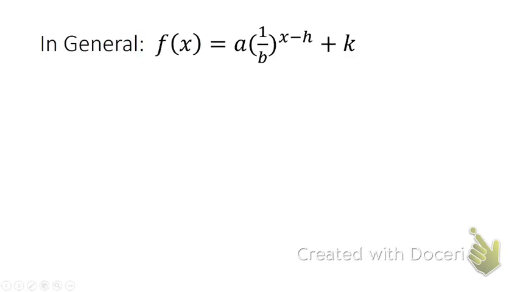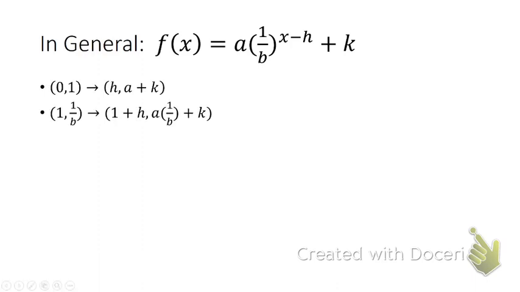So that is the generic function. 1/b tells us what family of functions we're talking about. Maybe it's 1/2 or 1/5. And then we have our old friends a, h, and k. Remember, a has to do with vertical stretching and compressing. h has to do with translating the function left and right, and k translates the function up and down. And here are the equations for how the reference points move about.